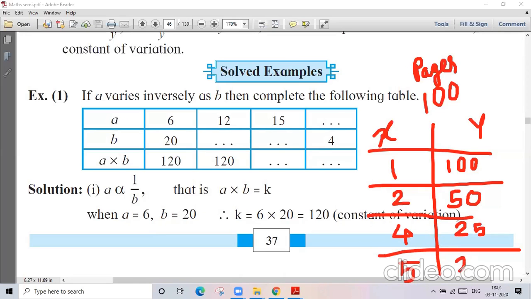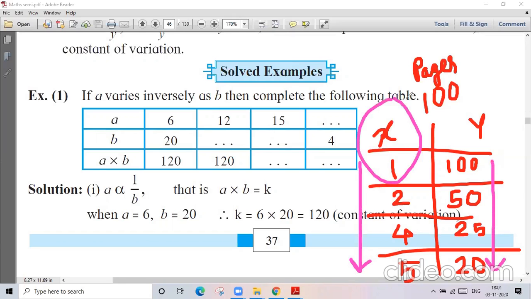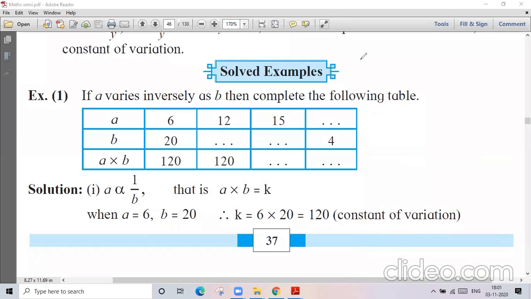Note that if you increase the pages read per day, the number of days will go on decreasing. That means when x is increased, y decreases, and when y is increased, x decreases. Understood? This is known as inverse variation. I already gave you a simple example. Look here, 6 to 12, 120. Here it will be 10, 12 times 10 is 120. Here it will be 8, 15 times 8 is 120, right?